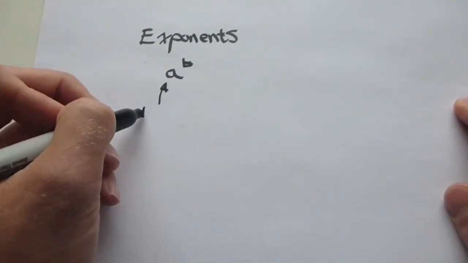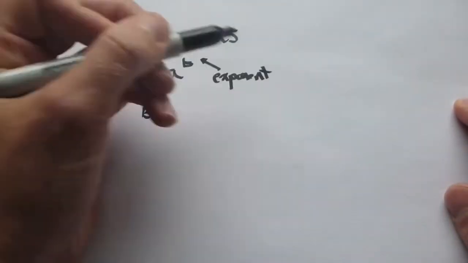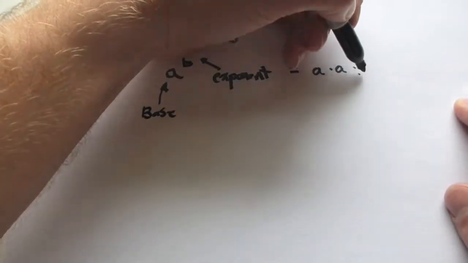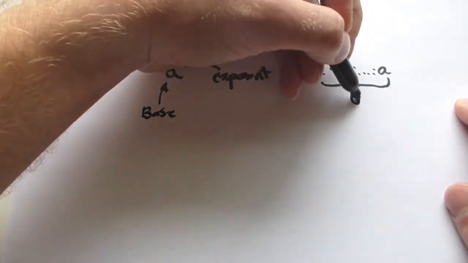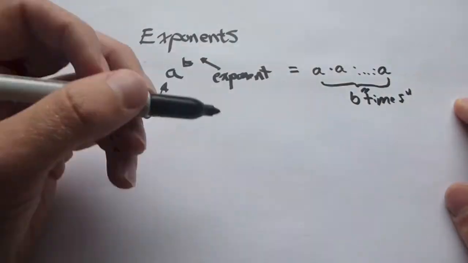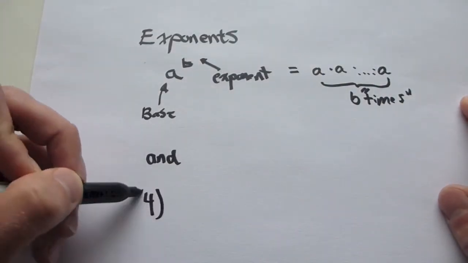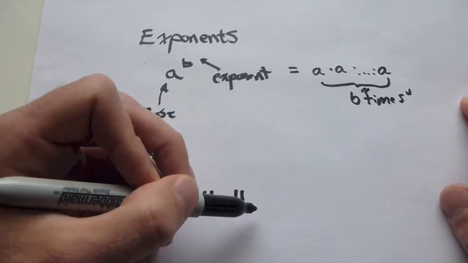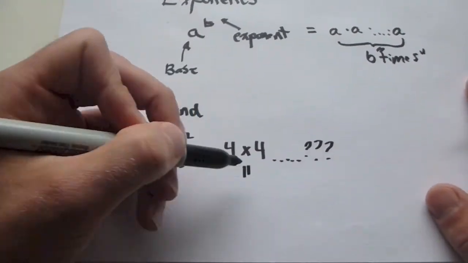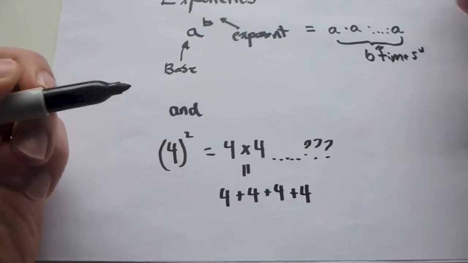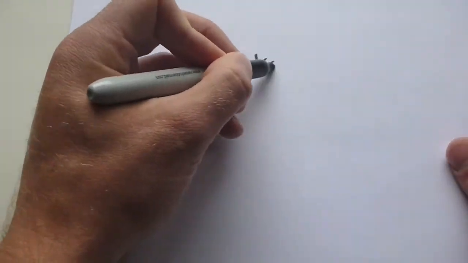When we consider exponents, like a to the b, where a is the base and b is the exponent, we know that we can write that as a times a, b times. Or, if we consider a specific case, something like 4 squared, which is actually 4 times 4, or 4 plus 4 plus 4 plus 4, again being repeated addition.